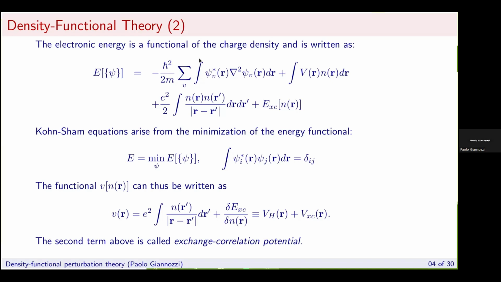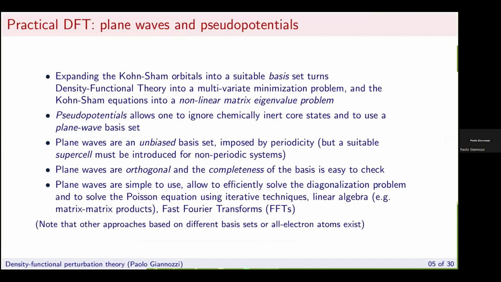Now, we know how to solve this problem for a given external potential. So basically for a given configuration of nuclei and the corresponding potential or pseudopotential acting on electrons. And here is a summary of the technicalities that you are already aware of.